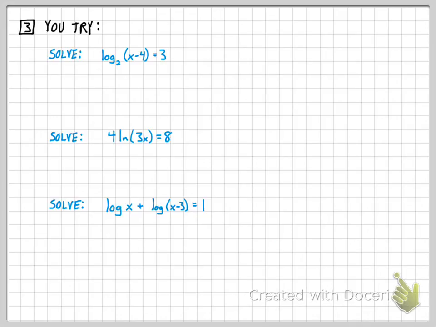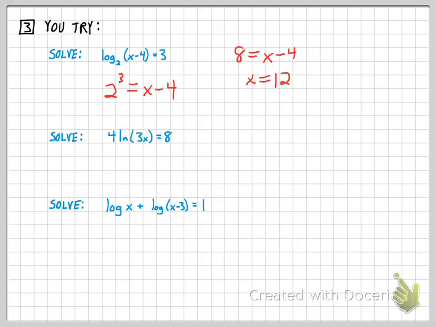Alright, got 3 you tries, 2 kind of easy ones and 1 hard one. Let's have you try the first. Give me an answer for x in decimal form. Alright, this one you can immediately go to exponential form, and you should have gotten 8 equals x minus 4, and add 4 to both sides and you get x equals 12.